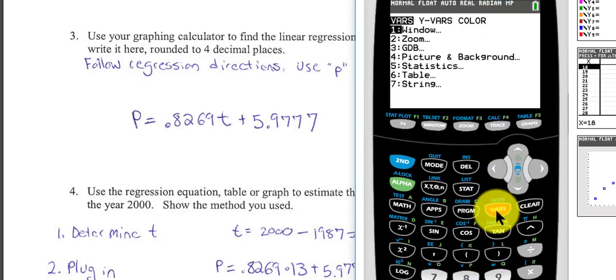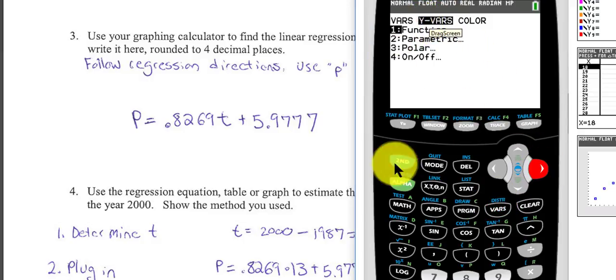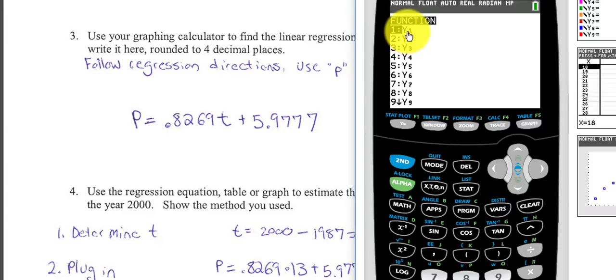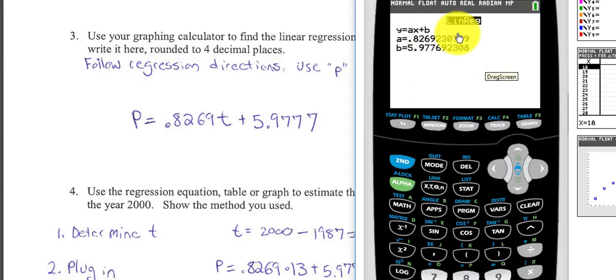So press vars, highlight Y variables. It's a function, so press 1, Y1, press 1. And you should have something that looks like this on your screen. 2 commas, right? L1, comma, L2, comma, Y1. I press enter. And these are the components to my regression equation.